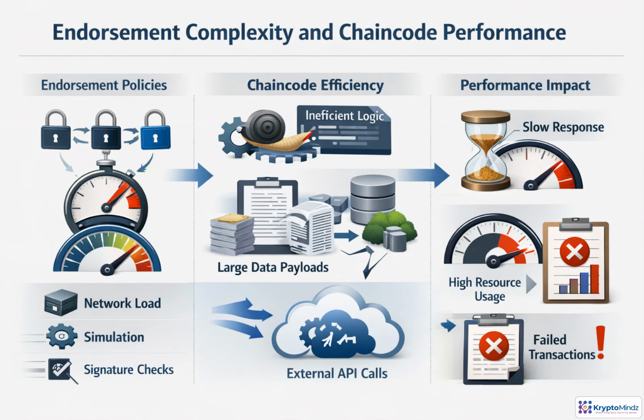Each required endorsement adds work: network messages, chaincode simulation, and signature verification. Policies should match trust needs, rather than include extra organizations by default. The chaincode path matters too. Expensive logic, repeated state reads, large payloads, or external API calls can slow proposals and increase failures. A practical tuning habit is to measure endorsement time, container resource usage, and proposal errors. Then simplify the policy or code where the data points.